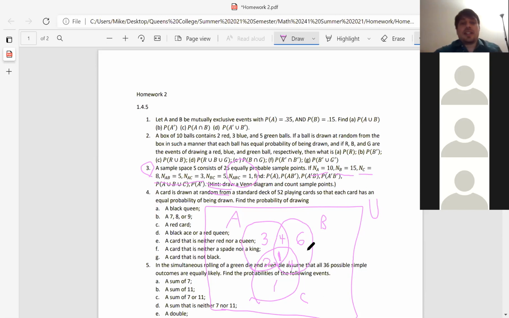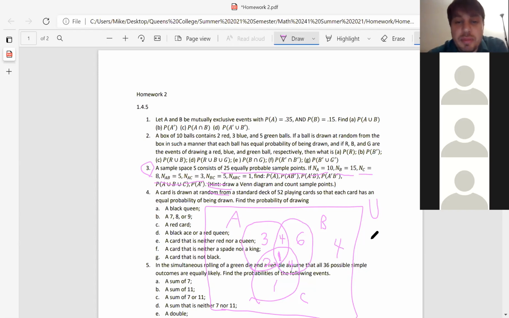Okay. Now, oh wait, and then it says there's a total of 25 equally probable sample points. And so let's add up the numbers we have so far. We have 3 plus 4, which is 7, plus 6, which is 13, plus 2 is 15, plus 1 is 16, plus 4 is 20, plus 1 is 21. There's a total of 21 in at least one of these 3 sets. There have to be 4 more that are in none of the 3 sets. There's another 4 that's in the complement, outside of those 3 sets. And so now all the numbers add up to 25.